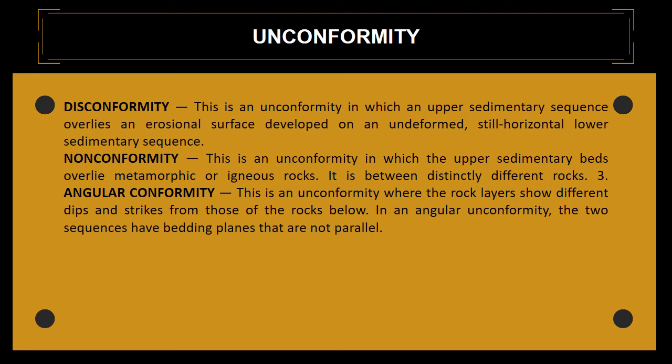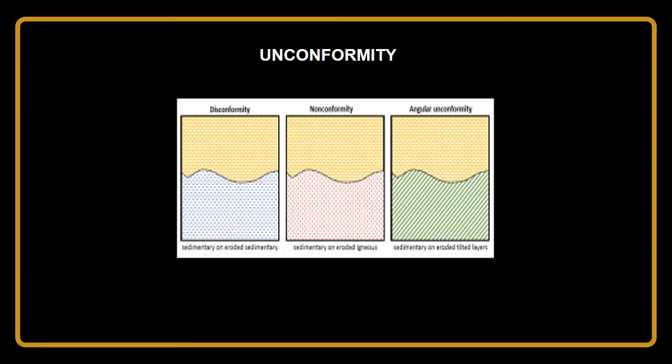So, ang angular unconformity. This is unconformity where the rock layers show different dips and strikes from those of the rocks below. In angular unconformity, the two sequences have bedding planes that are not parallel. So, ibig sabihin, dito sa angular unconformity na to, yung dalawang sequence, hindi parallel yung beds nila. Okay? So, hindi din naghalo. Hindi lang pantay. Ganun. So, we have this picture.